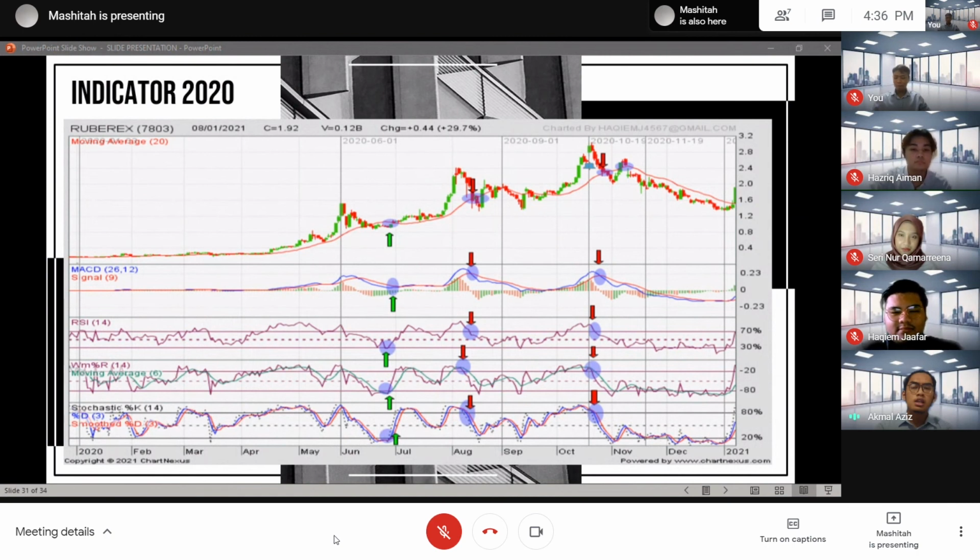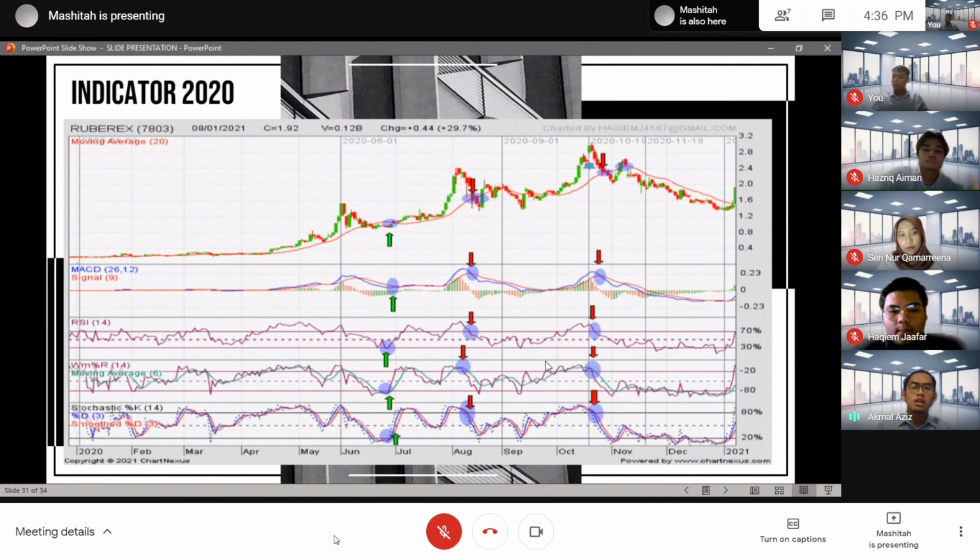While the other 4 indicators also show the sell signal. The MACD shows a selling signal where the MACD line crosses below the signal line, and the RSI indicator shows the RSI line above 70% and then moves down and crosses over the overbought line.